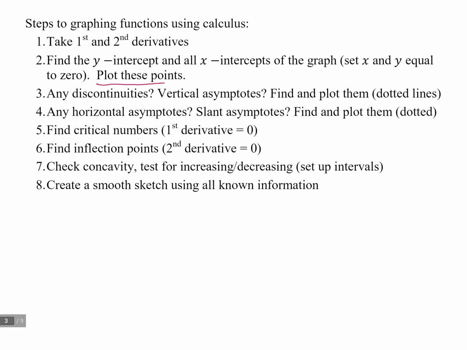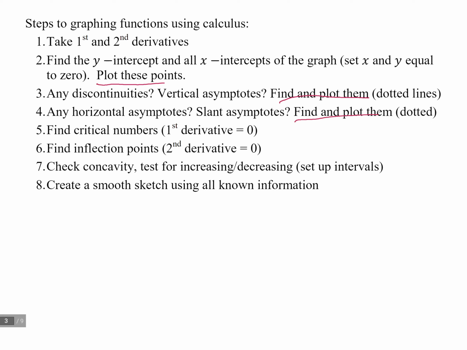If I have vertical asymptotes, I'm going to find them and plot them right away. They're going to be dotted lines. If I have any holes, I'm going to make note of those. A hole at x equals 5 or whatever, I'm going to note that, and I'm going to make sure that I mark that hole as I make my graph. If I have horizontal asymptotes, again, find and plot them as dotted lines.